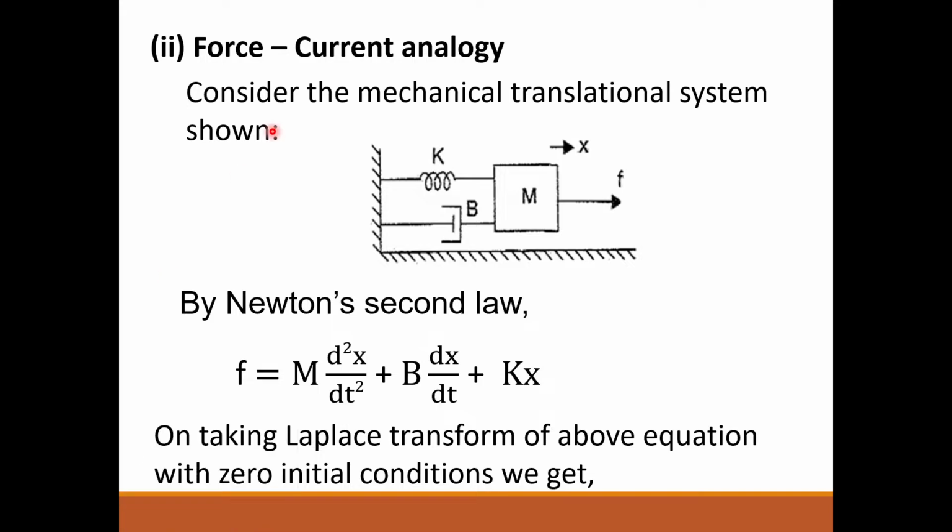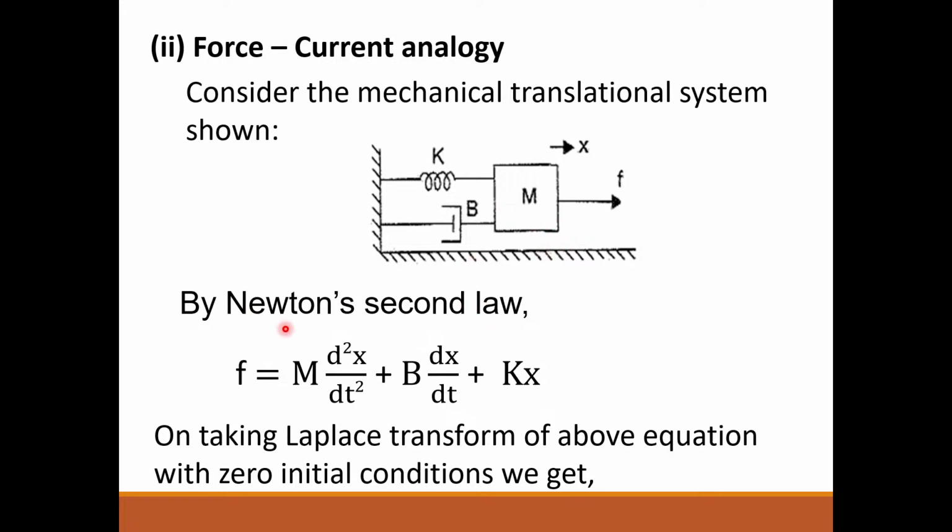So now let us see the force current analogy. Let us consider mechanical translational system. Once again, same mechanical translational system which I have considered for force voltage analogy. So here are basic elements: mass, dashpot which is the frictional element, and elastic element spring. The applied force is F.